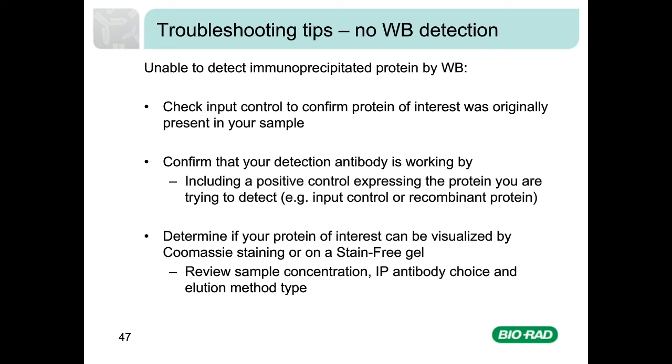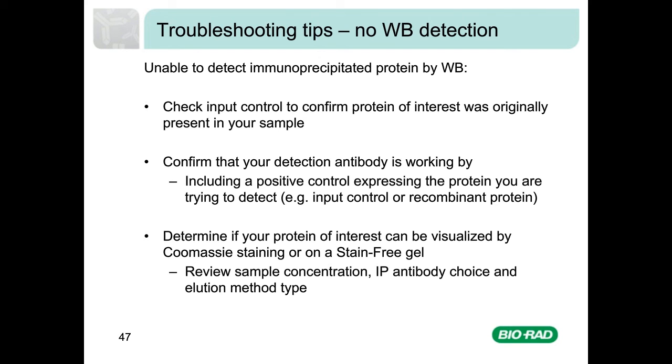For example, the antibody may not bind to the native conformation of your target protein. Alternatively, the target protein may be a very low abundant one, and you therefore may need to concentrate your sample or perform cellular fractionations before the IP. Elution buffer selection may also need to be reviewed.